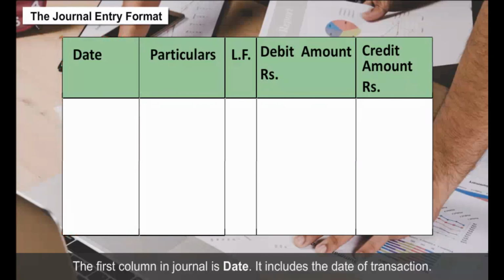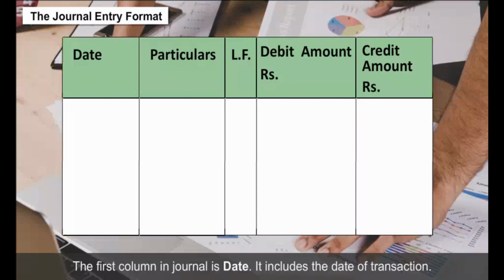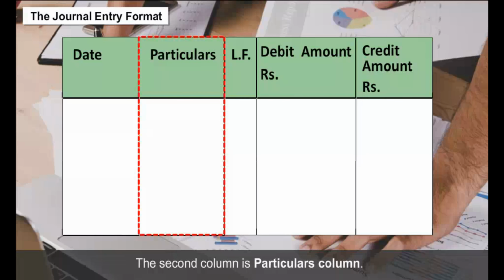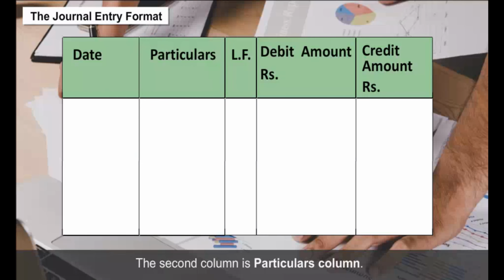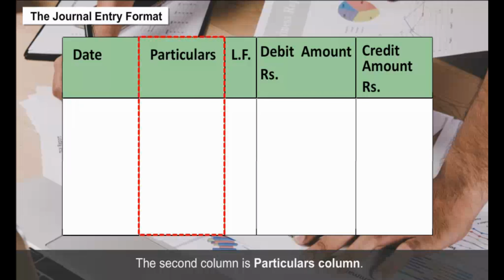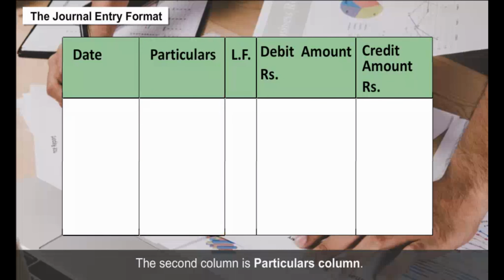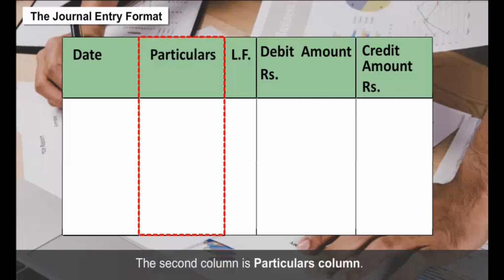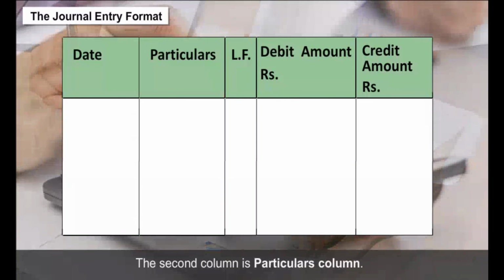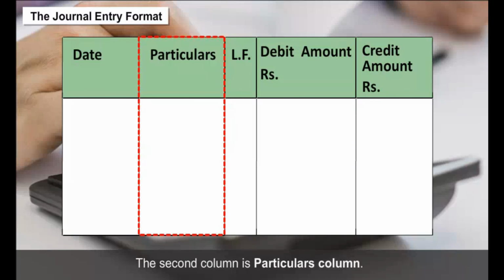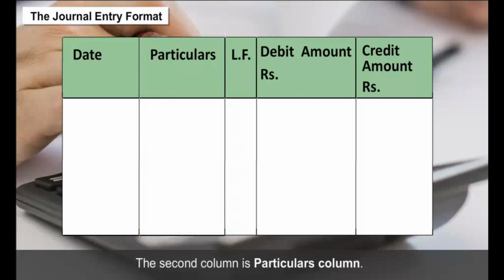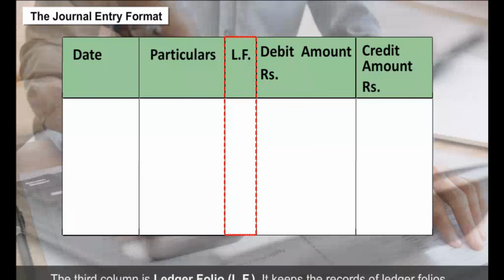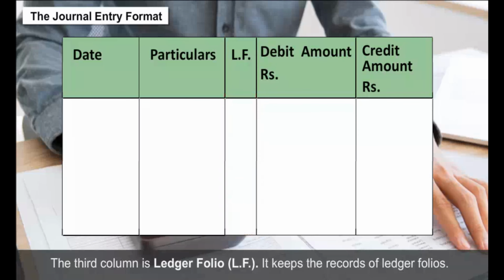The journal entry format. The first column in the journal is date. It includes the date of transaction. The second column is the particulars column. In this column, the account title to be debited is written on the first line, beginning from the left-hand corner, and the word Dr. or Doctor is written at the right end of the column. The account title to be credited is written on the second line, leaving sufficient margin on the left side, with a prefix "To".